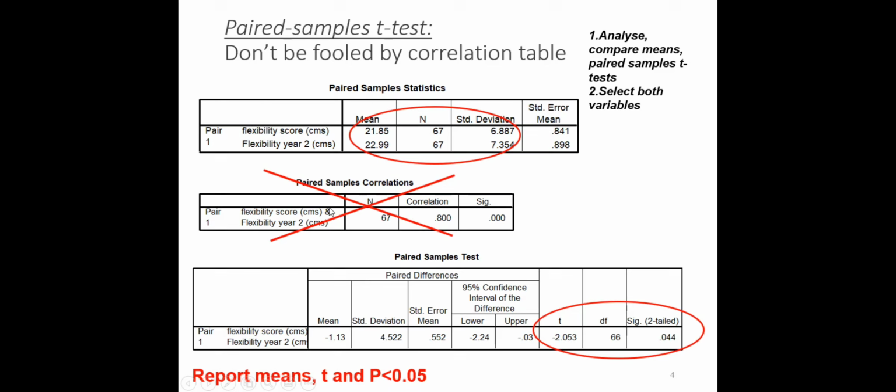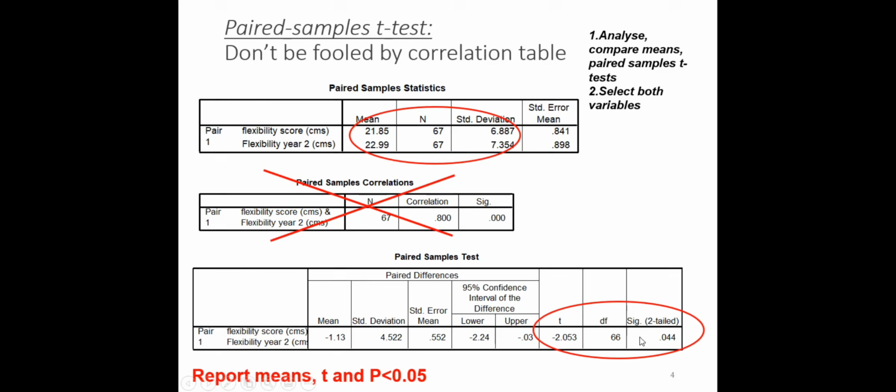Do not be confused by this second table. Even though it's got a sig value, this table is not needed. The one that's really important to us is the third table down, and this is titled Paired Samples Test, and you need to look over the right hand side of the table. The values that are of interest to us are our t value, the degrees of freedom, and the sig two-tailed.